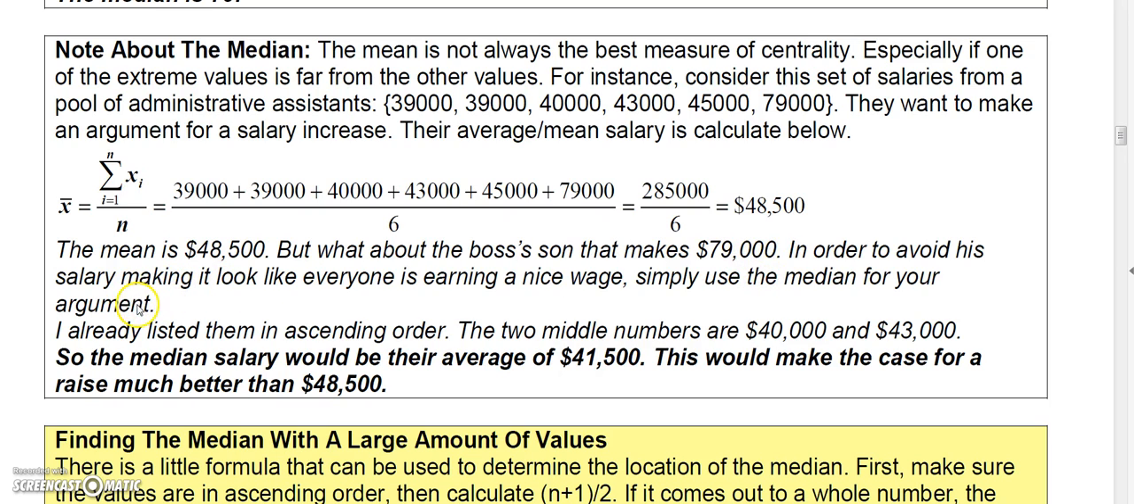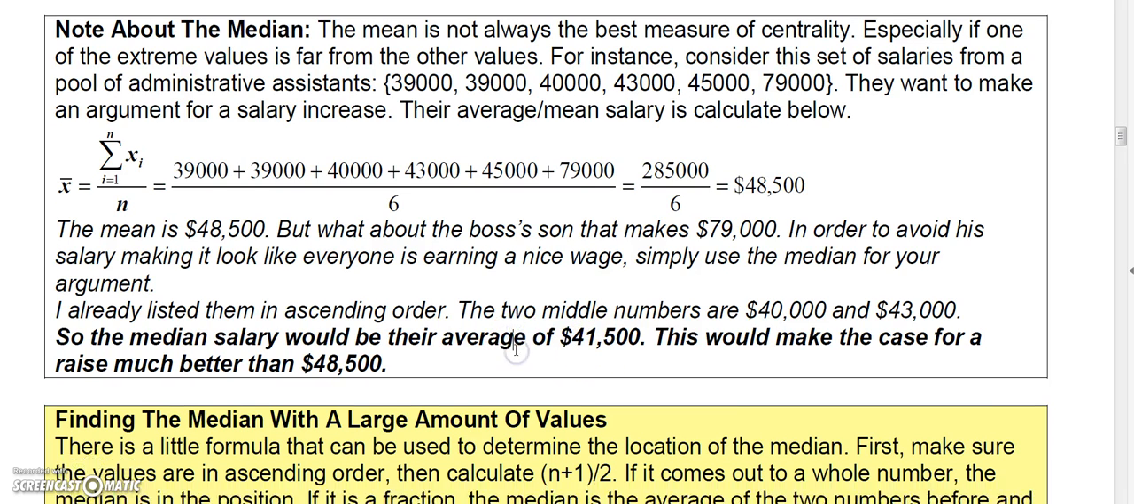So another way to calculate the middle score that might be more in line with what you want is to look at just the middle of the data. In this case, I would find the average of these 2 middle scores, 40,000 and 43,000, which would be 41,500. And this would make a better case for giving everyone a raise than to show that the average score is 48,500. So the median would give you a better case to make the argument to your boss that the salaries need to be increased.